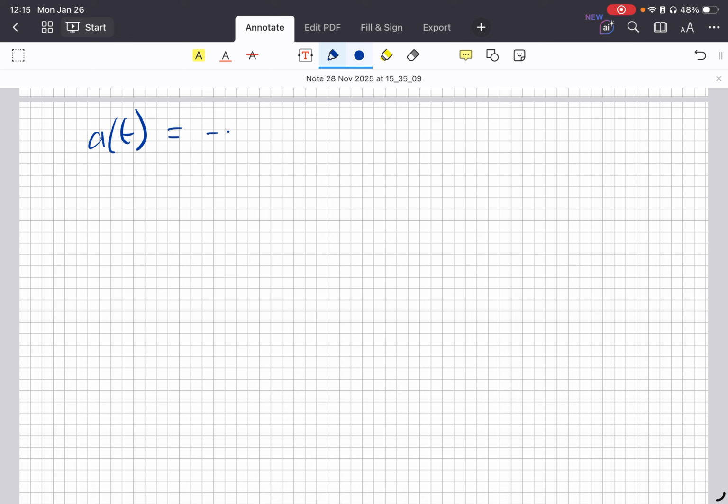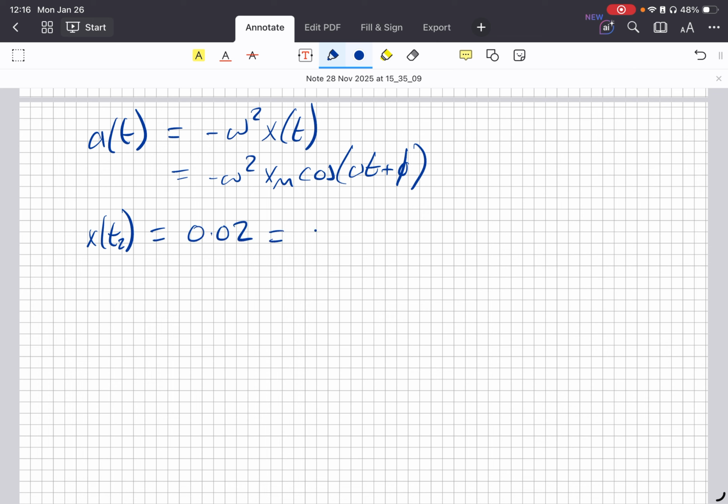I wrote down the expression for the acceleration. It's equal to minus omega squared times x of t, which is just minus omega squared xm cosine of omega t plus phi. So again, using the full formula, we can then substitute in our numbers. What I did in order to solve this was to say, well, I know that my x of t at some particular time, let's call it t2, because this is when we are 2 centimeters from equilibrium, is equal to 0.02. That's going to be equal to xm cosine of omega t plus phi.